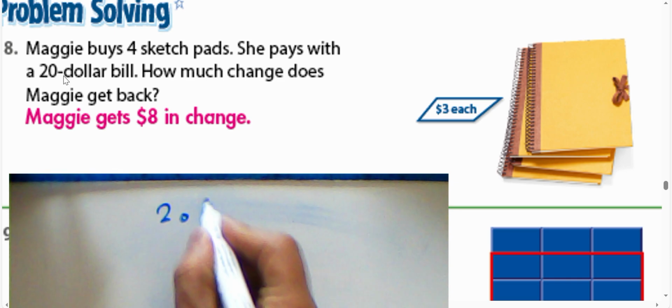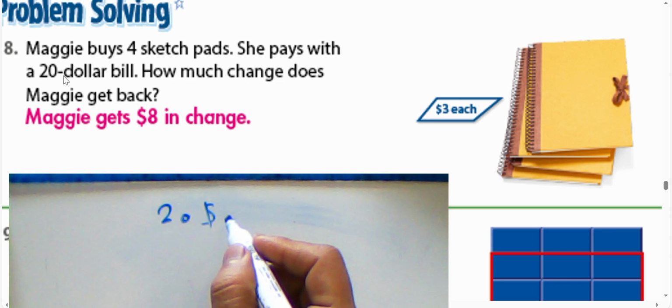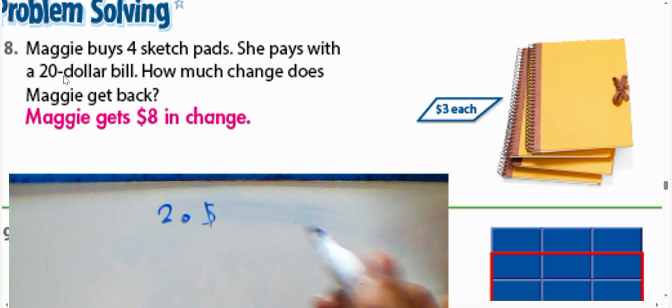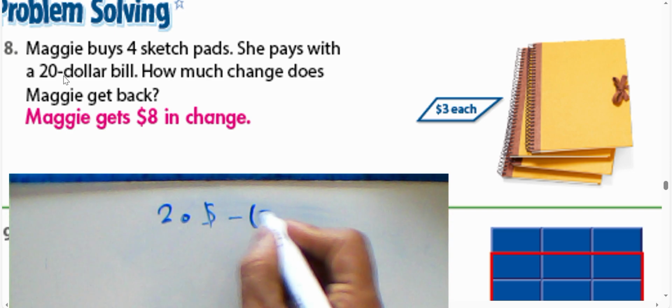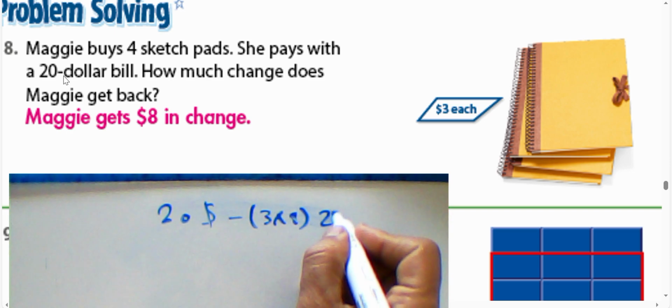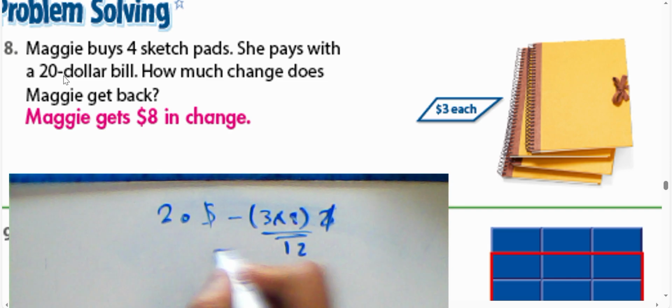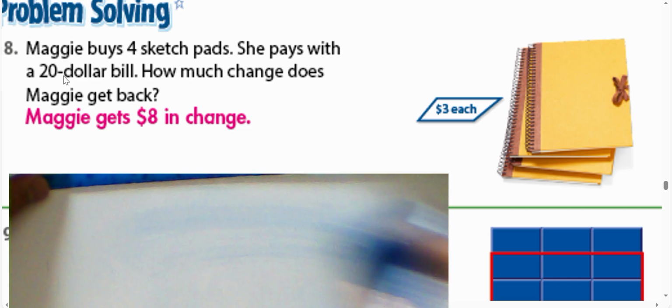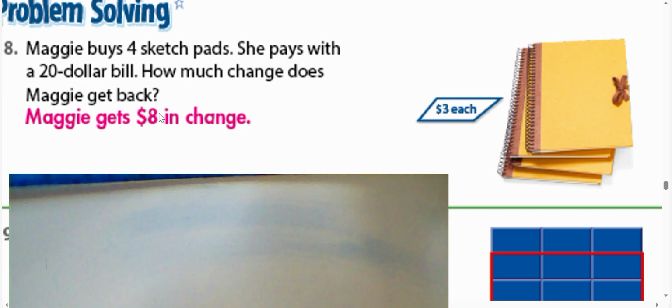She has $20 and she pays for each one the price of $3, multiplied by 4. 3 times 4 is 12. 20 minus 12 equals $8. Then the remainder here will be $8.